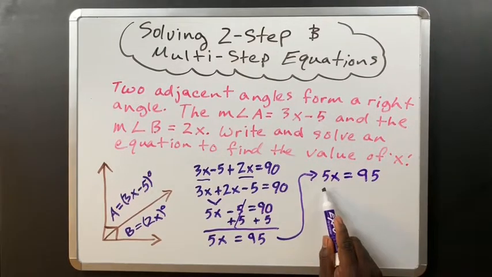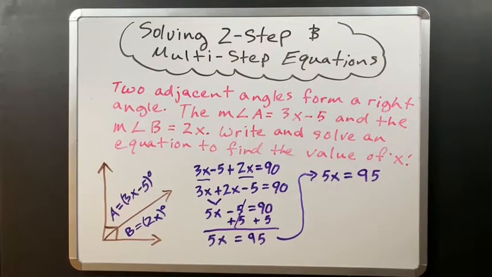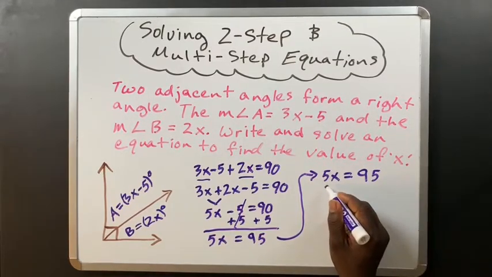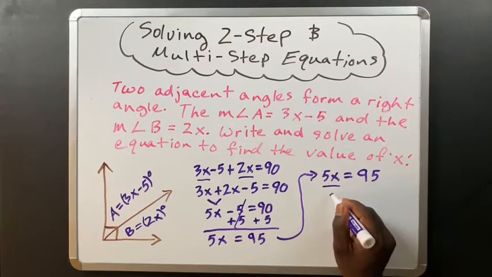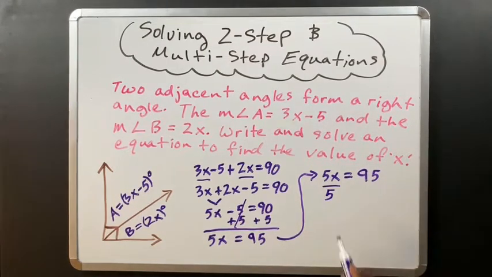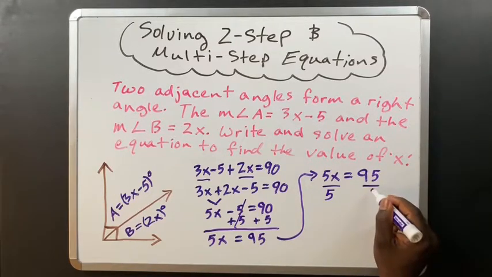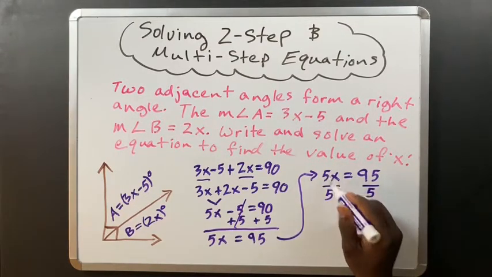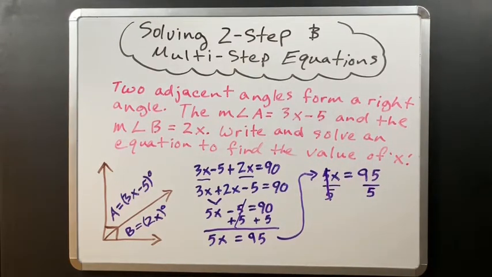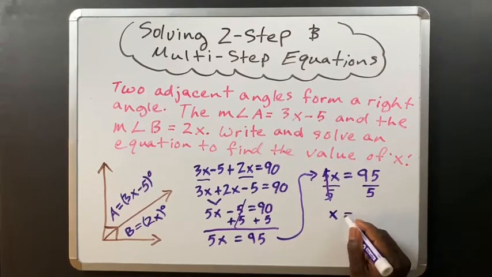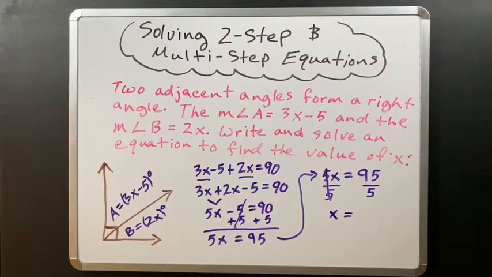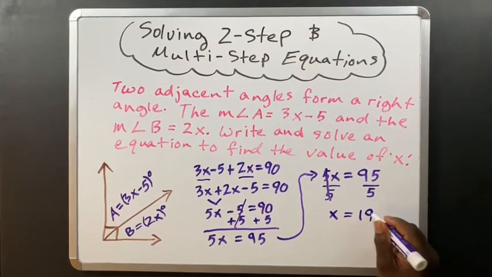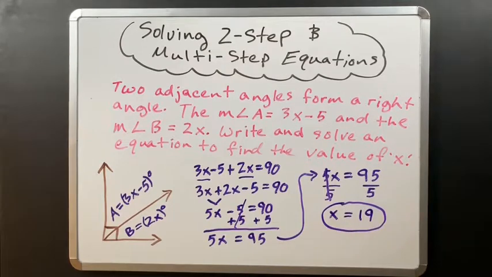Now, I need to get rid of this 5, the coefficient. The opposite of multiplying x by 5 is to divide x by 5. So we're going to do our inverse operation, divide that by 5. And whatever you do to one side of the equation, you do to the other. Divide 95 by 5. And we divide this side by 5 because 5 divided by 5 is 1, so we can get rid of that coefficient 5. Bring down the x equals 95 divided by 5 is 19. And this is our final answer.